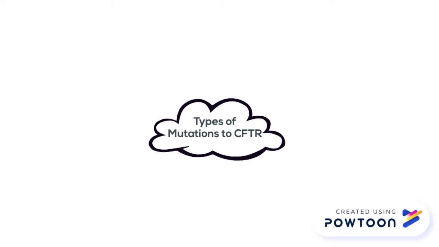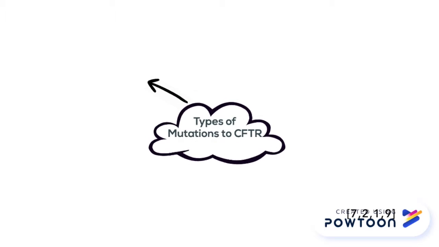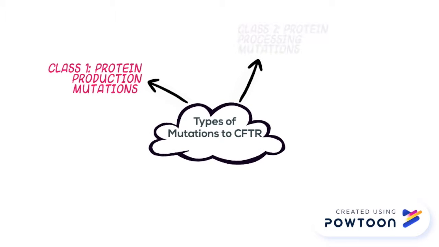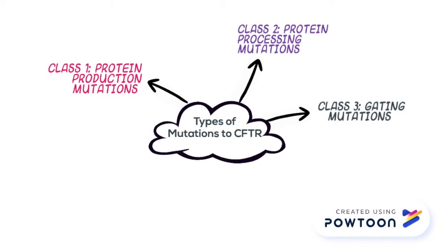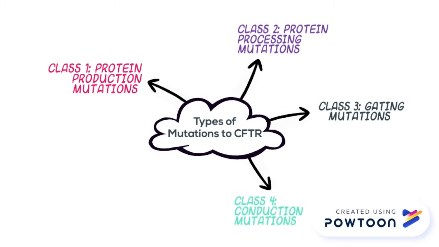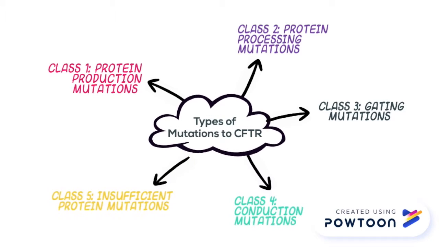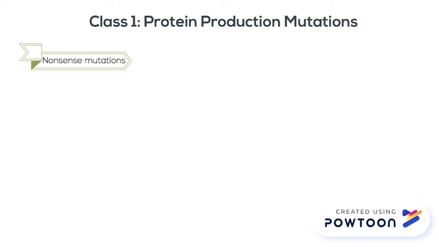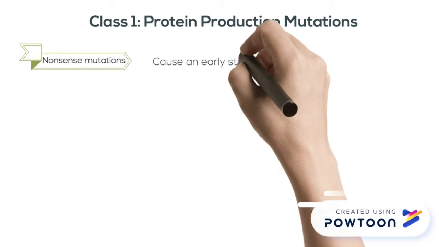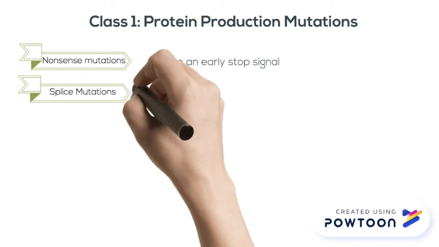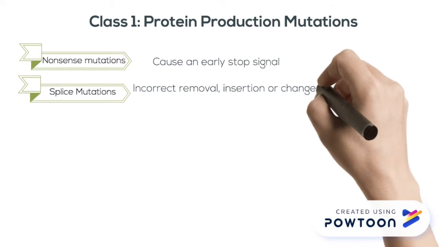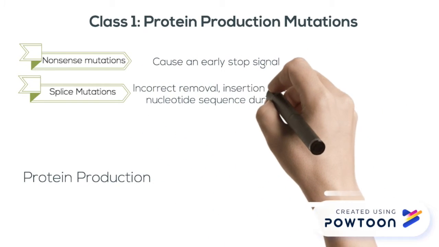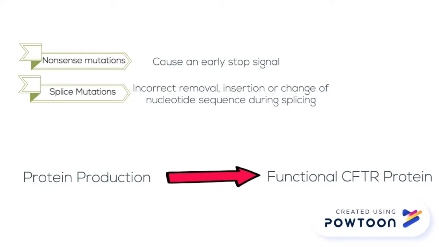Types of mutations that can occur to the CFTR gene can be classed into 5 categories: protein production mutations, protein processing mutations, gating mutations, conduction mutations, and insufficient protein mutations. Protein production mutations, which include nonsense and splice mutations, interfere with the production of the CFTR protein. Nonsense mutations cause a non-functional protein due to an early stop signal, while splice mutations also give a non-functional protein by incorrect removal or non-removal of regions of RNA.